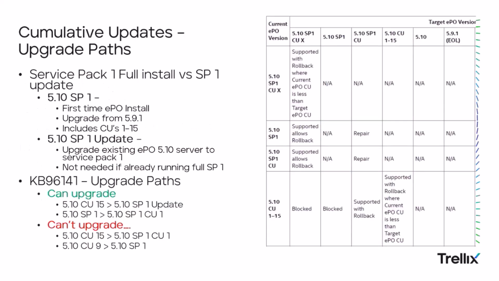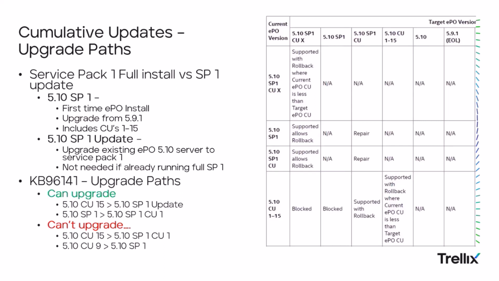Cumulative updates came around starting with EPO 5.10. Before 5.10, so 5.1, 5.3, 5.9, they all used patching via full installer. We didn't have the cumulative update patches that we have now. So if you've been using EPO for a while, you may already be familiar with that. A cumulative update is a quicker way to install bug fixes or minor feature changes.